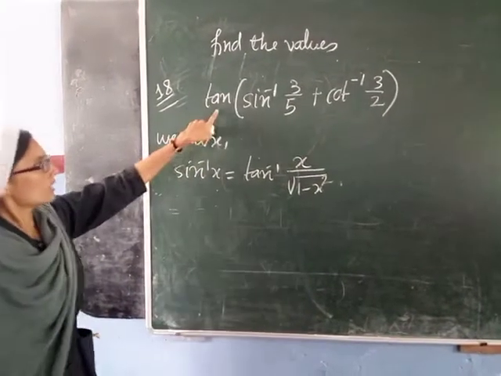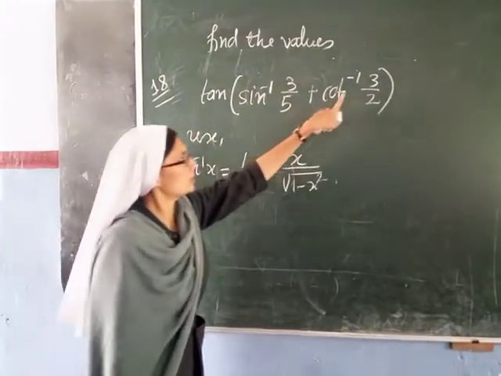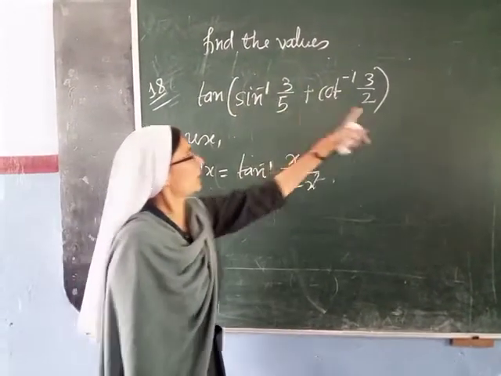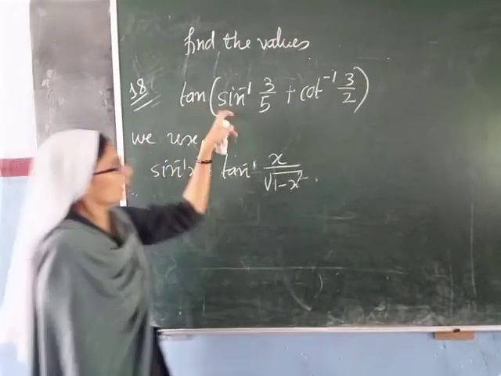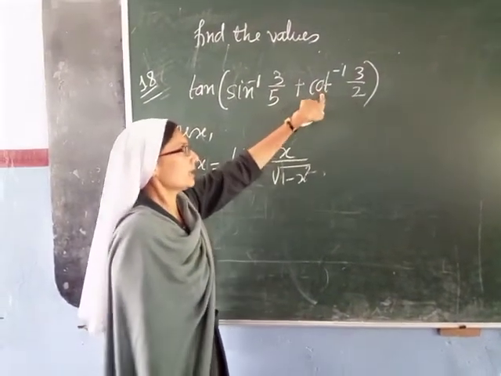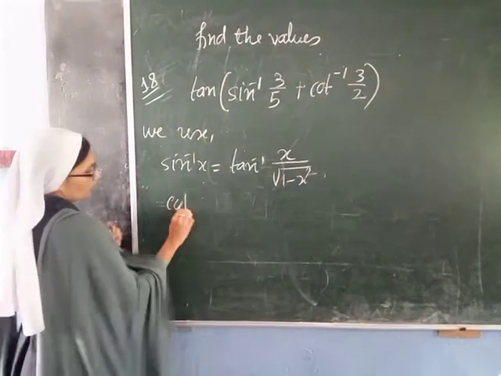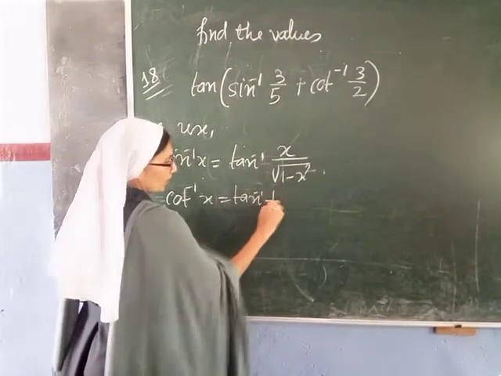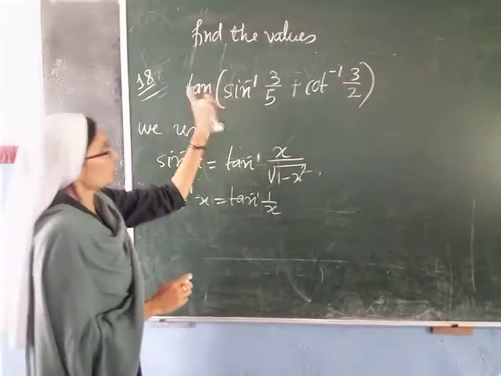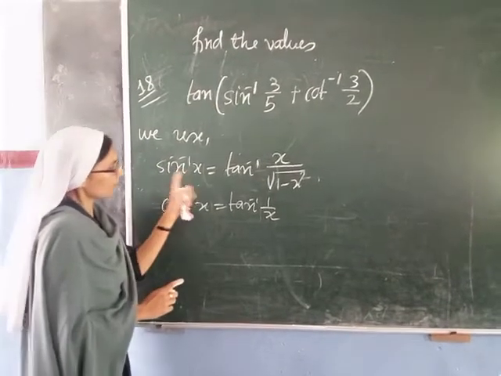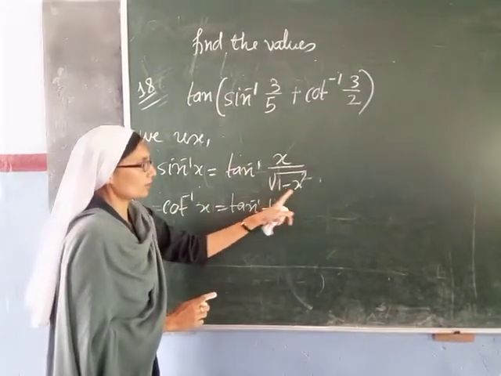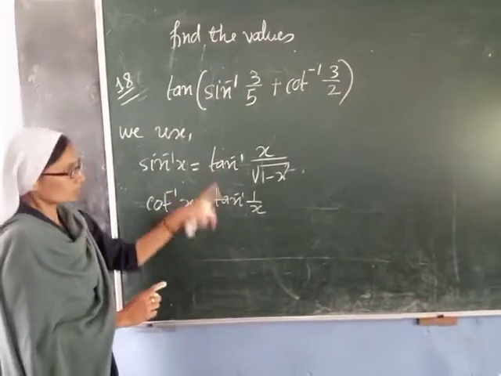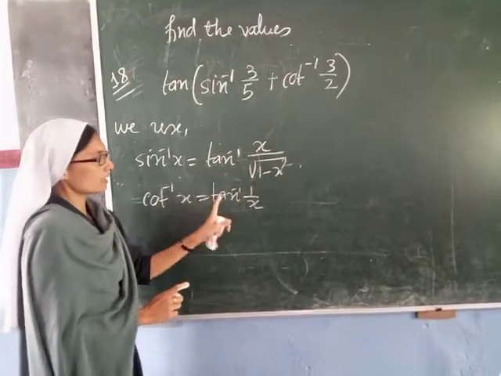Question number 18. Tan of tan inverse 3 by 5 plus cot inverse 3 by 5. I am going to get here in the bracket the form of tan, because tan is outside, so I will get the form of tan here. To get this, cot inverse x is equal to tan inverse 1 by x. And sin inverse x is equal to tan inverse x divided by square root of 1 minus x square. So I will use these two results here, and then I'll convert both into terms of tan inverse. Then I'll use the tan inverse x plus tan inverse y formula.